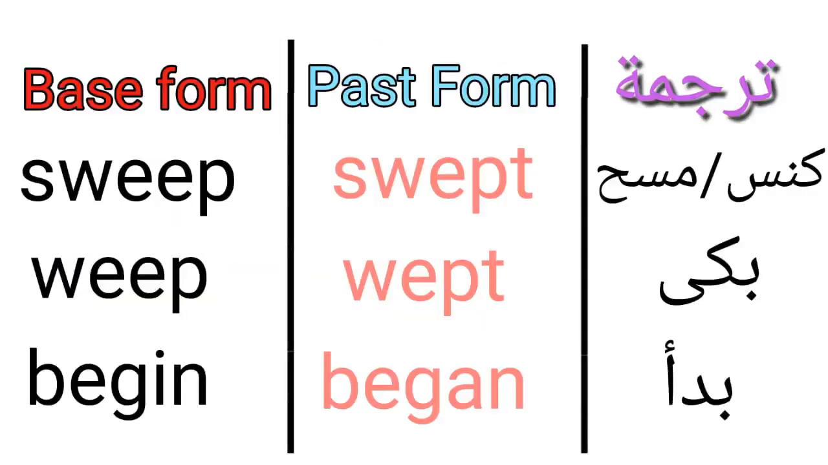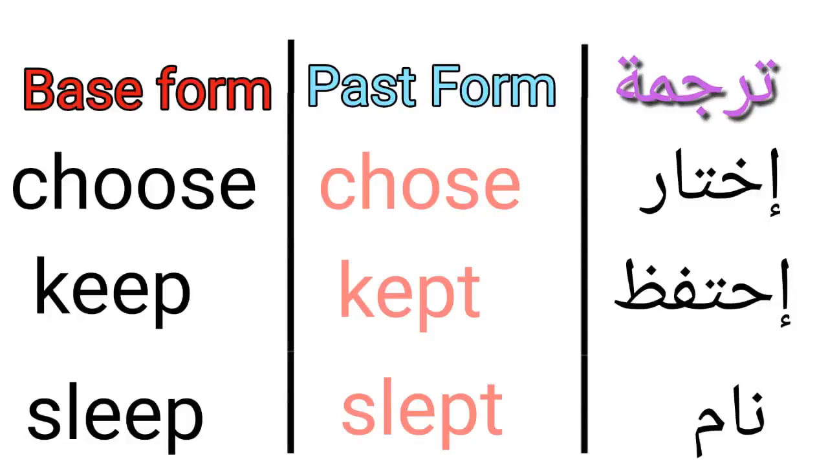Verb to sweep, which means كنس, past form swept. Verb to weep, which means بكى, wept. Verb to begin, which means بدأ, began. Verb to choose, which means اختار, past form chose. Verb to keep, which means احتفظ, kept. Verb to sleep, which means نام ينام, slept.